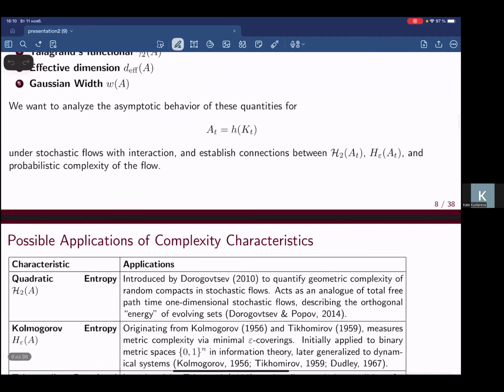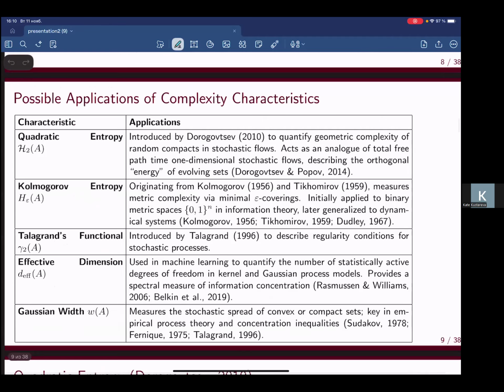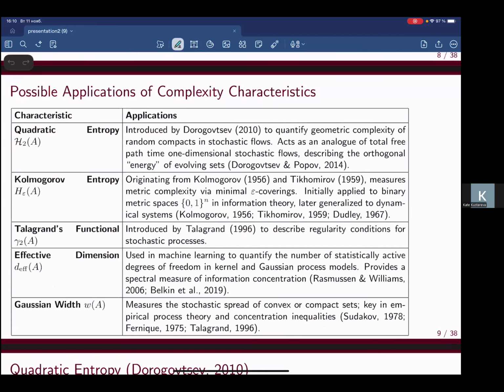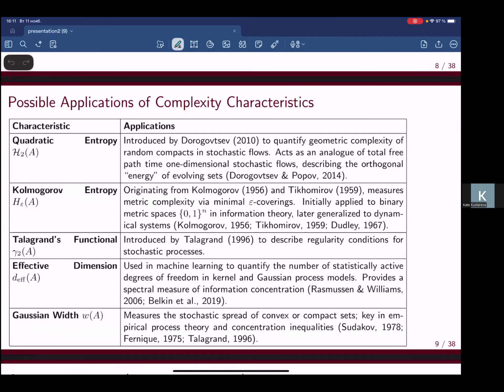Okay, each of these functionals originates from a different area. Quadratic entropy was introduced by Andrei Anatolyevich Dorogovtsev to measure the geometric complexity of random compacts in stochastic flow, and it acts as an analogy of total free path time in one-dimensional stochastic flows, describing the orthogonal structure of the evolving set. And this idea was proposed in the work of Dorogovtsev and Popov.